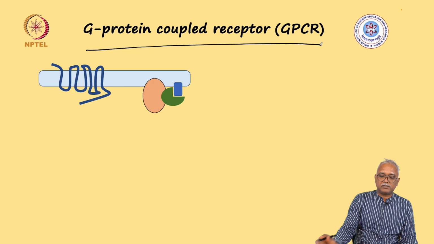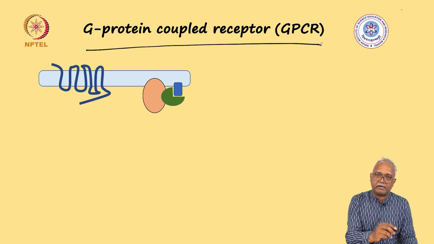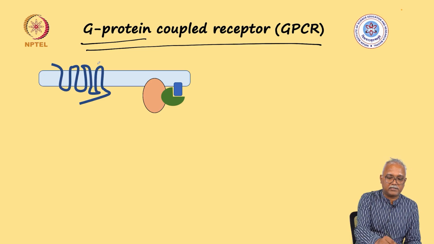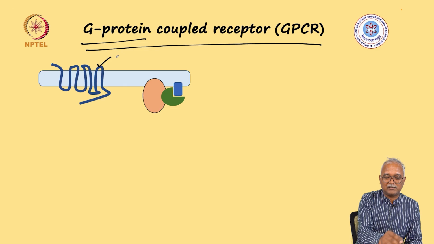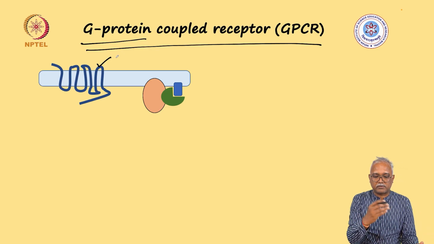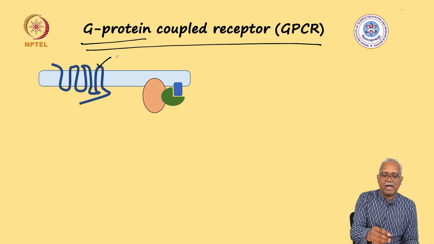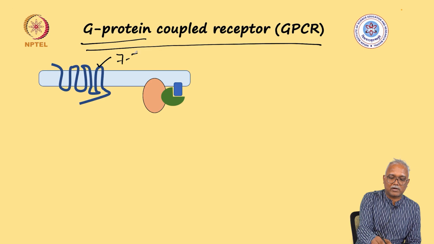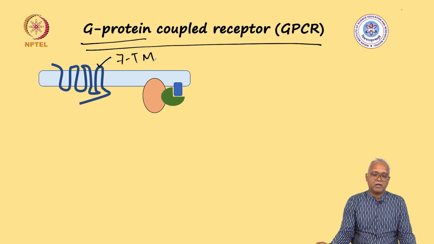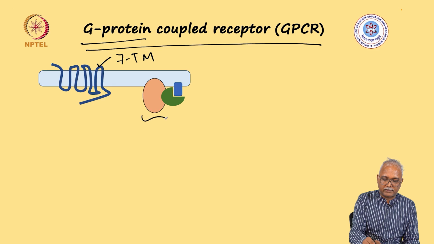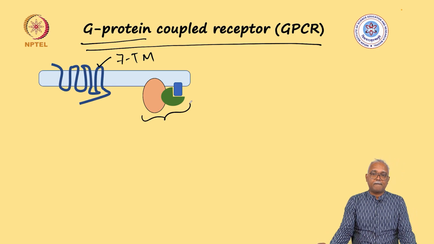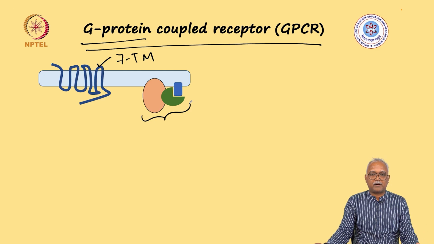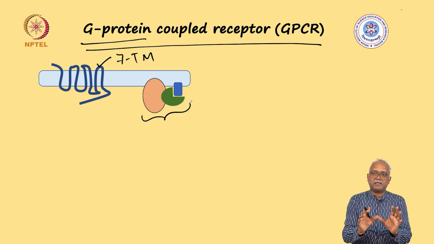What it means is that this receptor is associated with another protein which is called G protein. So here is the receptor, and if you remember, I told you this is like a serpentine receptor because of its shape, and it also passes the membrane 7 times. So that is why it is a 7-pass transmembrane receptor. And the G protein which it associates with is present in the vicinity.